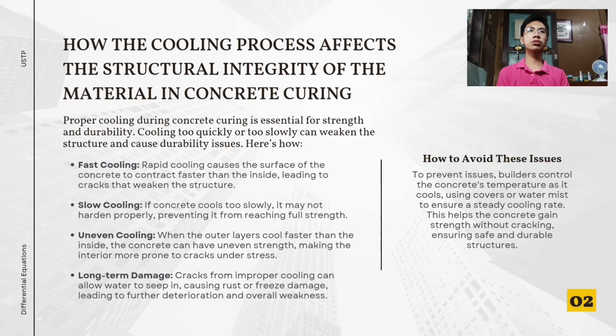Proper temperature control during curing is crucial for ensuring material strength and durability. Both rapid and slow cooling can negatively impact the final structure. Fast cooling: if concrete cools too quickly, the surface contracts faster than the inside. Slow cooling: if cooling occurs too slowly, the concrete might not harden properly. Uneven cooling: when the outer layers cool faster than the inside, the concrete strength becomes uneven. To avoid these problems, builders need to control the cooling rate. They might use covers or water mist to ensure steady cooling, allowing the concrete to gain strength uniformly and avoid cracks.